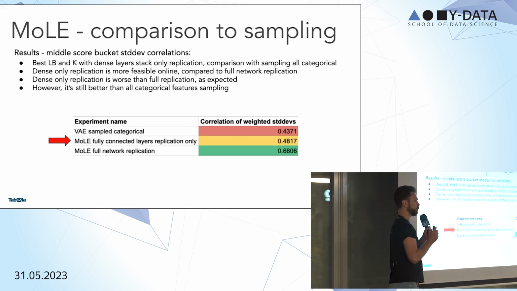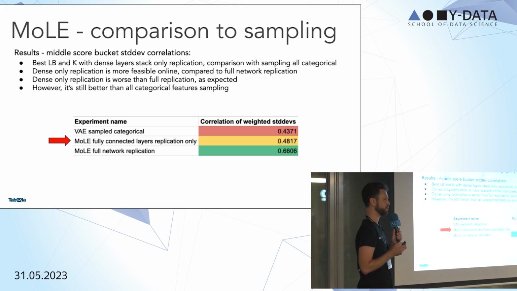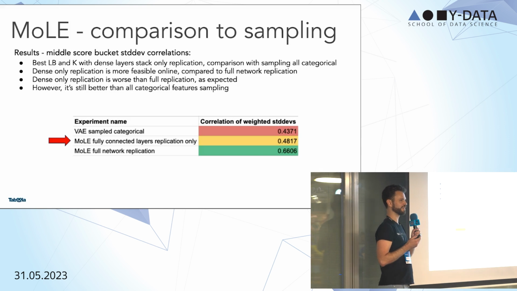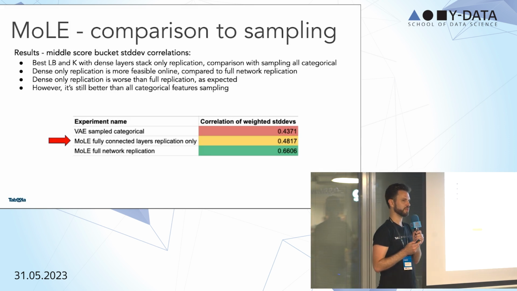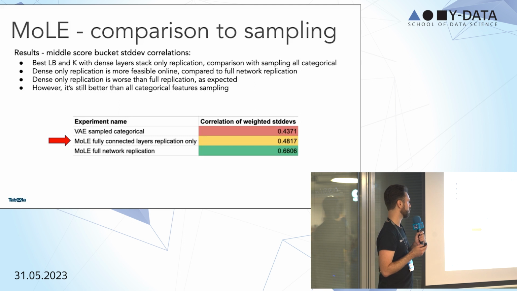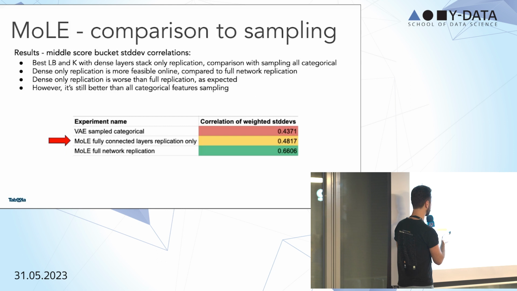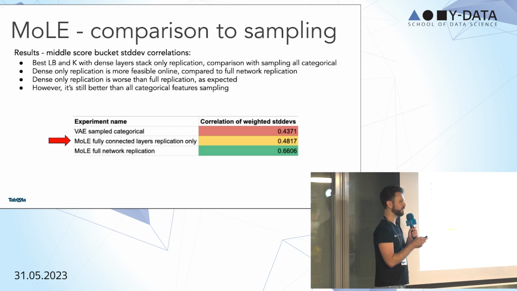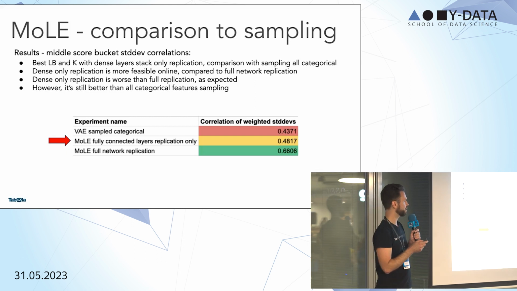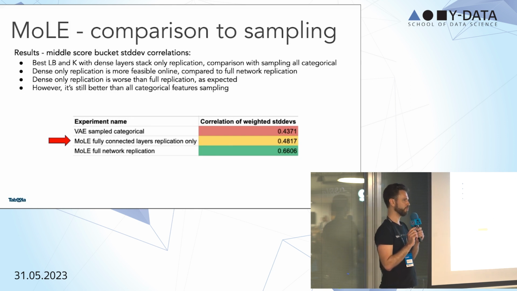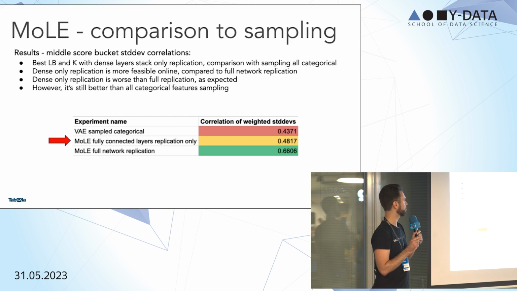So in the base case, of course, we see great correlation because it's basically making the same computation. So we cannot hope to achieve it through any other method except training multiple models. But we can still see that the correlation of the MoLE experts that are replicated through the fully connected layers is better than the variational autoencoder which samples all of our categorical variables with some kind of a low but non-zero KL loss factor.